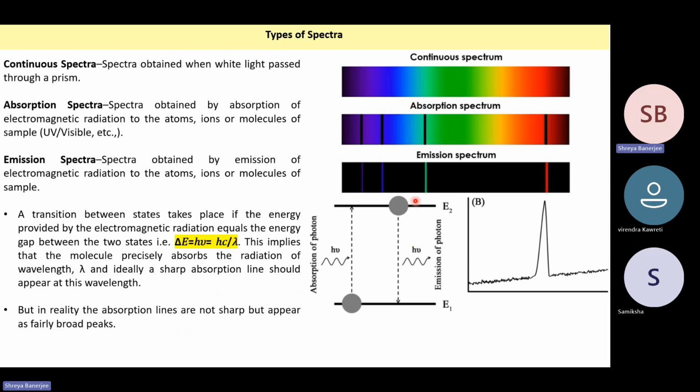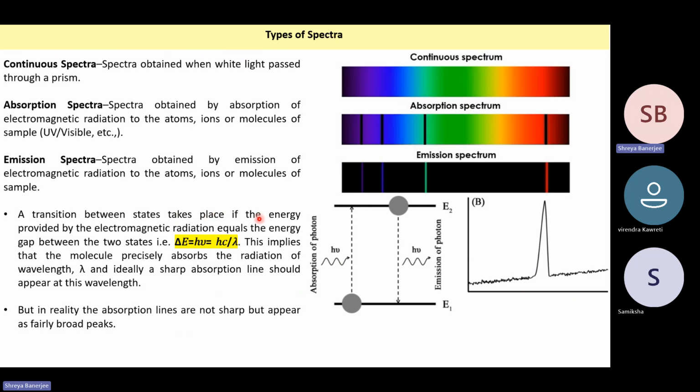The emission spectra is the exact opposite, where the entire spectra is black, but wherever emission is happening, that is from upper it is coming down to lower level, those particular wavelengths or those particular energies are appearing as bright bands. So emission spectra and absorption spectra are opposite of each other.